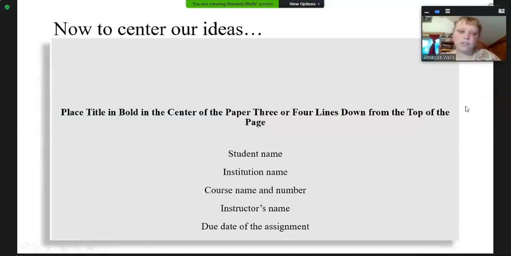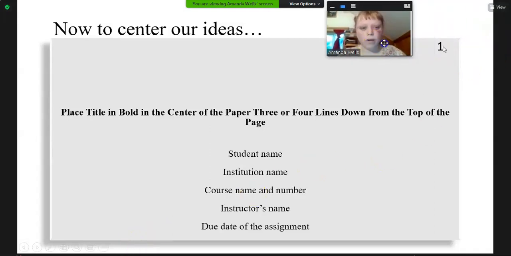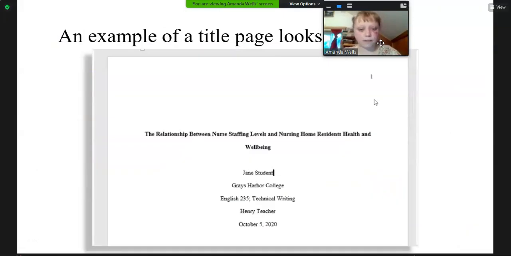After you finish that, it should look similar to this paper here. You have your 1 up here in the corner, and then you can start on your title first. And then, as I said before, student name, institution name, course name and number, instructor's name, and due date of the assignment. The title is going to be placed in bold in the center of the paper. And it's going to use common capitalization rules. But anyway, it's going to look like this.